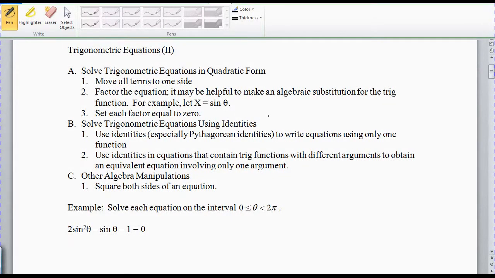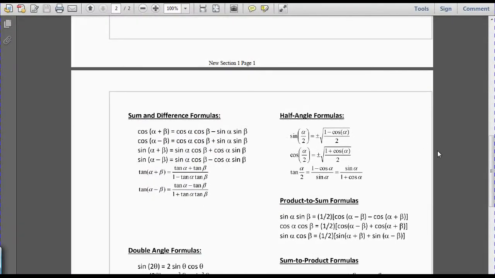Trig Equations 2, we're going to solve trig equations. Now with these, there's some things that we may have to do before we can actually start solving them. That involves algebra. One thing is we want to make sure that everything is equal to 0, and we may have to factor in some cases. Some cases we'll just use identities, and I have a list of those that we may need to use.